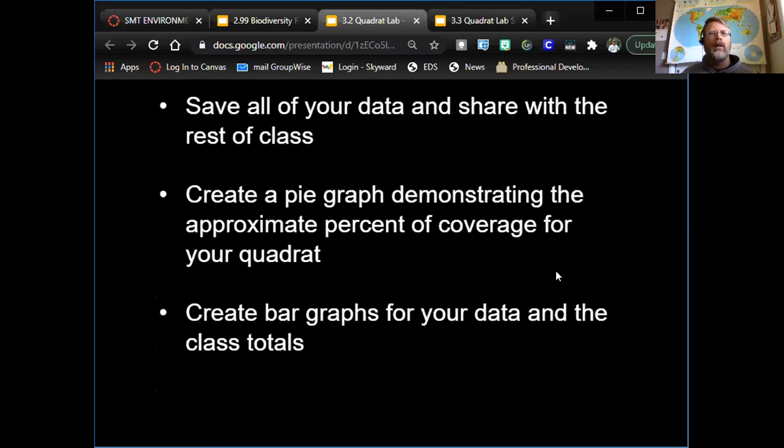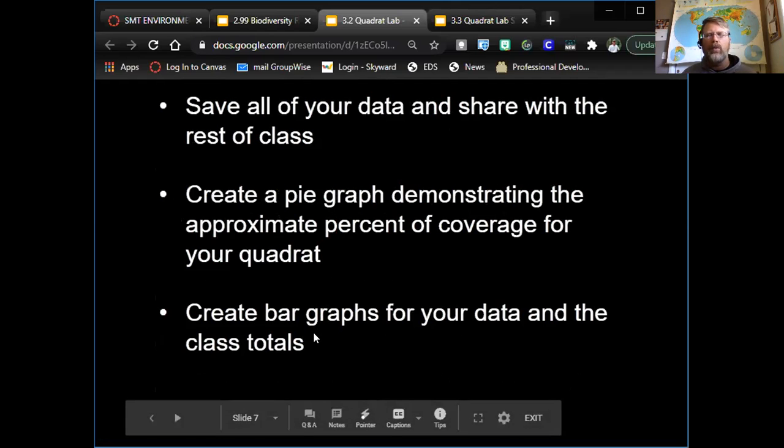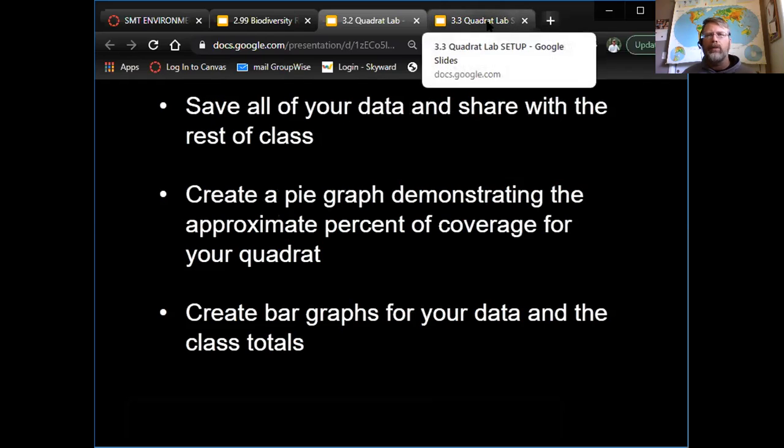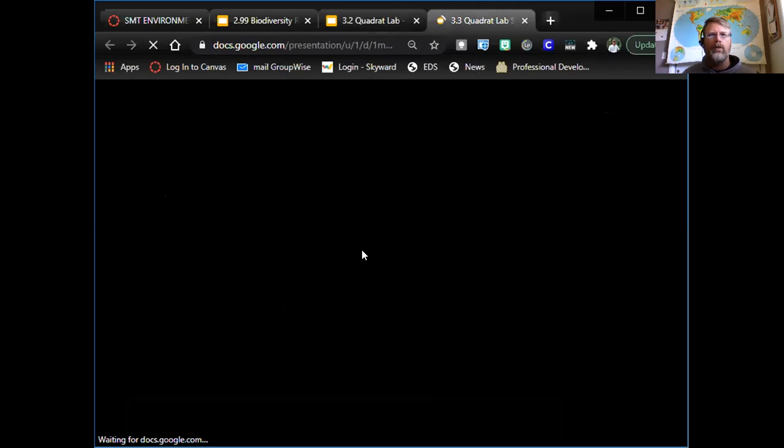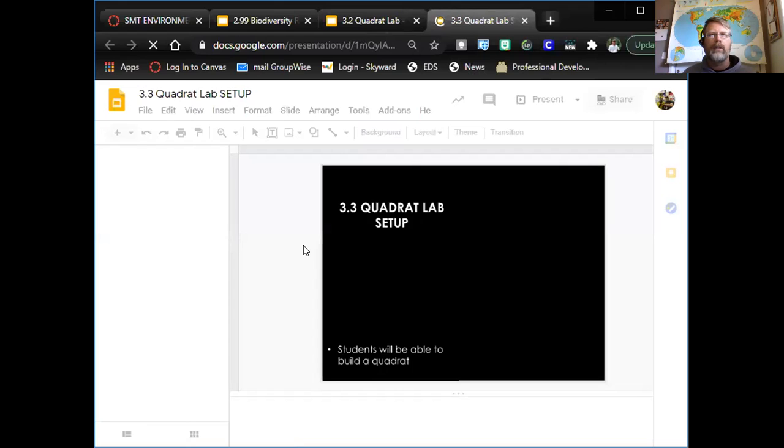Okay, so you're going to save all your data and prepare to share it with the class. You're going to create a pie graph demonstrating the percentage covered for your quadrat. And then we will see if we get to this last part of the bar graphs for your class and the rest of the class's totals. Okay, we may not get to that. So let's look at what you are actually doing for the lab itself.